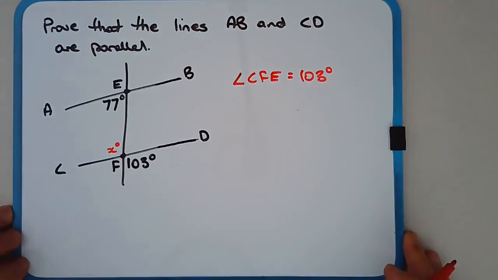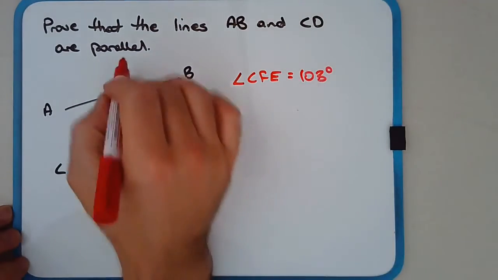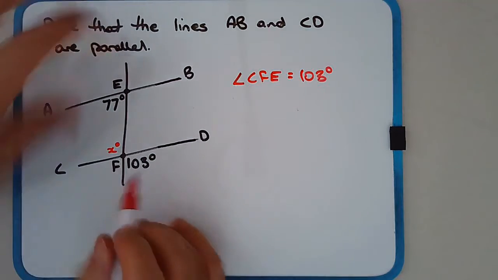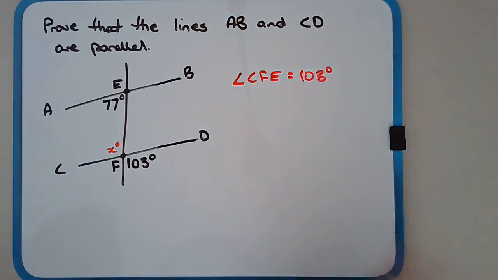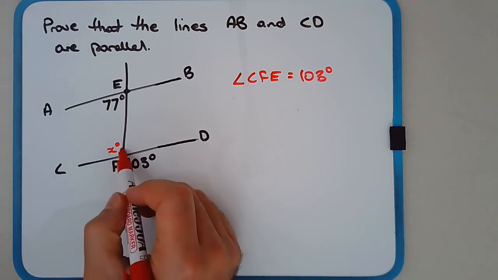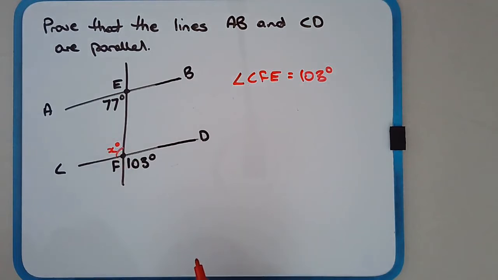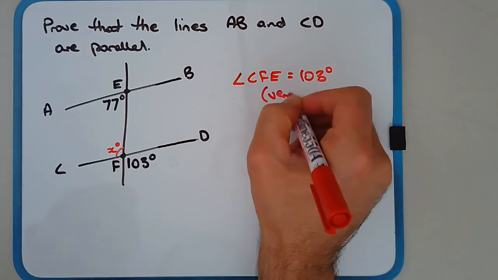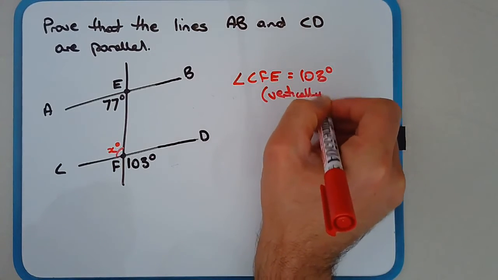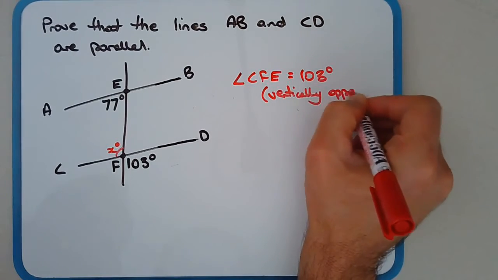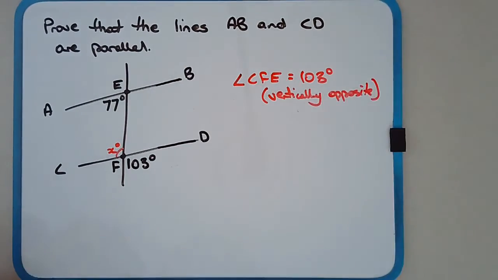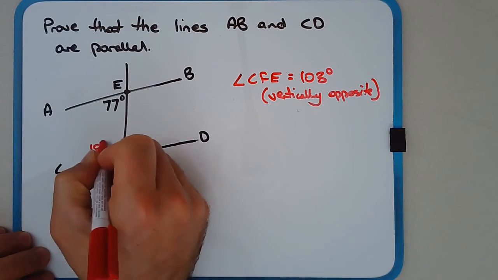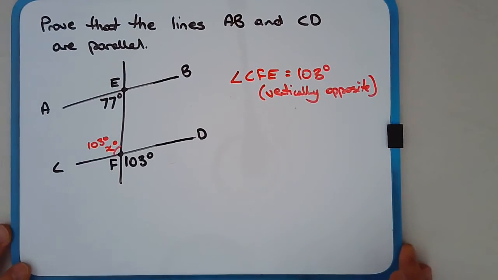I probably should have placed labels on the ends of the transversal, but that's not going to be needed here. So angle CFE, this angle here, is equal to 103 degrees. And the reason for that is vertically opposite.